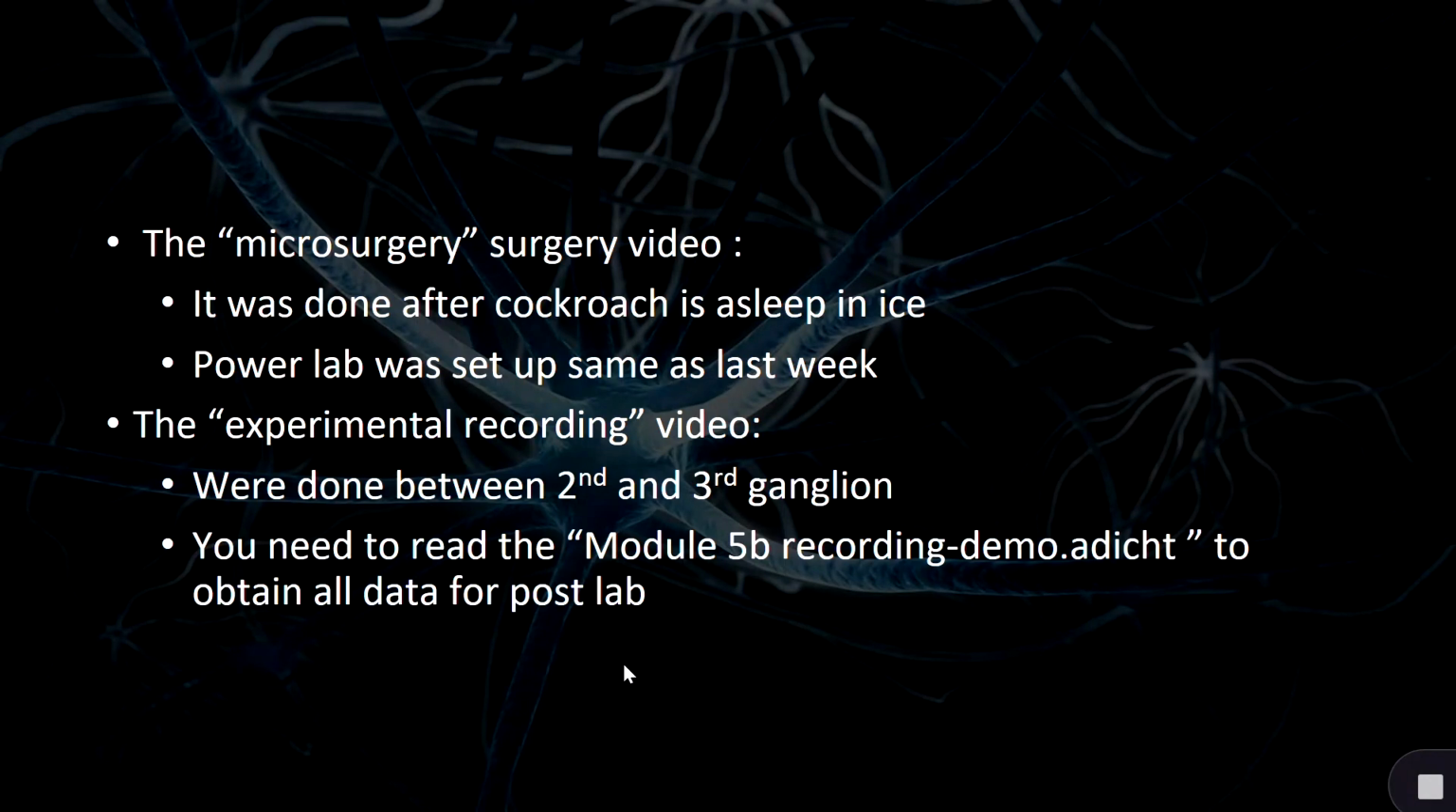The experimental recording video is a videotape of me recording signals from the nerve cord between the second and third ganglia only. I didn't videotape the signals recorded between the third and fourth or the fourth and fifth ganglia, but I did finish the experiment. All the signals are saved in the file module 5B recording demo. You will need this file to finish your post lab. Okay, that's the lecture part of this week, and good luck.